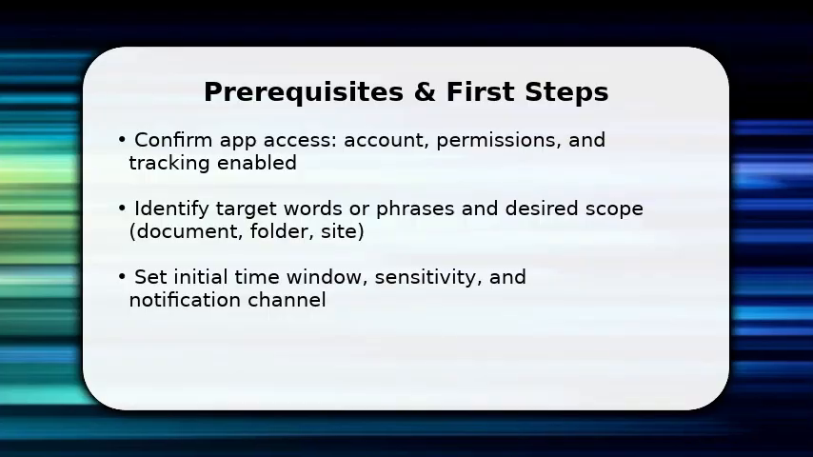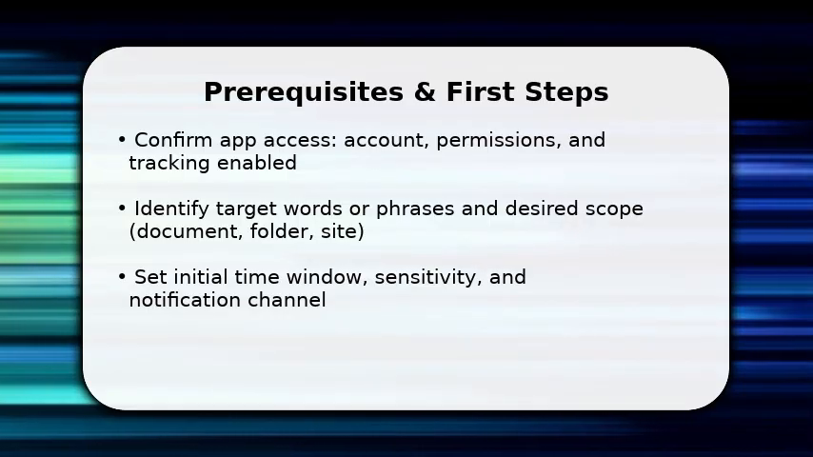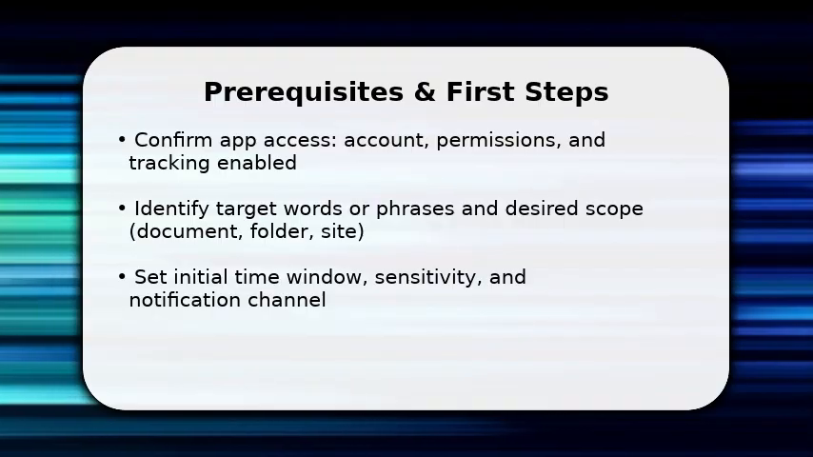You start by confirming you have the right access and that tracking is enabled. Without permissions, you can't proceed. Next, choose the specific words or phrases to monitor and define the scope, a single doc, a folder, or the whole site, because precision reduces noise.